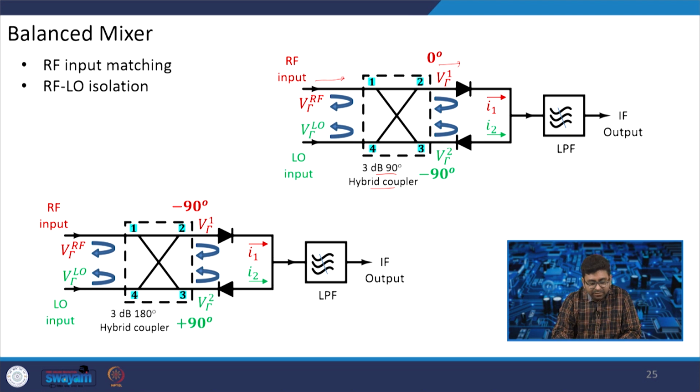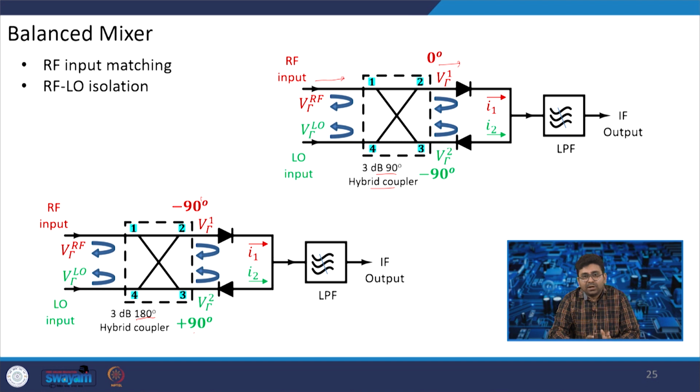There are two ways we can make this coupler and this balanced mixer. In the second case there is a minus 90 and plus 90, so the total difference is 180 degrees. This is done by using a 180-degree hybrid coupler. So, we can use a 90-degree hybrid coupler or a 180-degree hybrid coupler.